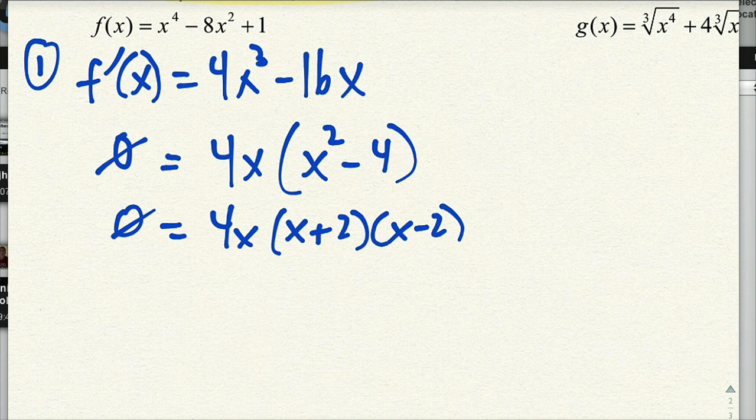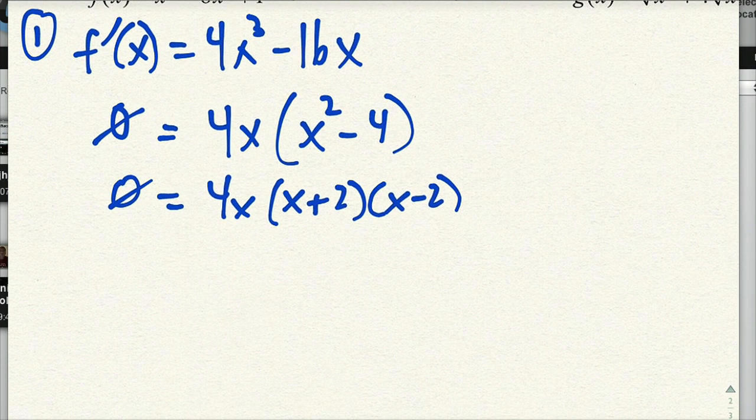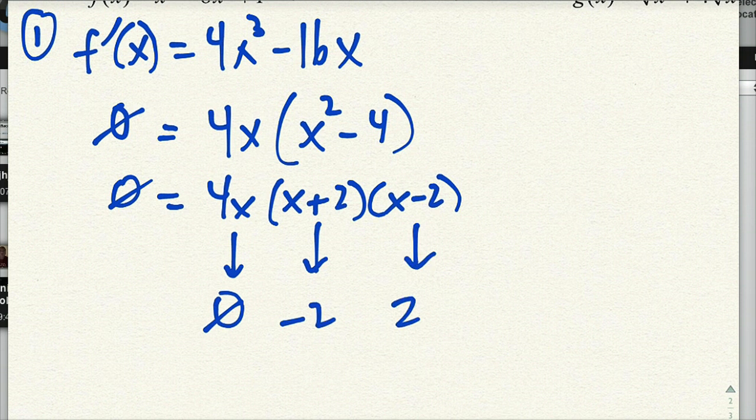And again, to find the critical numbers, I set this equal to 0. I have 3 things that are multiplied that give me 0. That means one of these has to equal 0. That means x equals 0, x equals negative 2, or x equals 2 would make this whole thing on the right side equal to 0. So I found my 3 critical numbers.